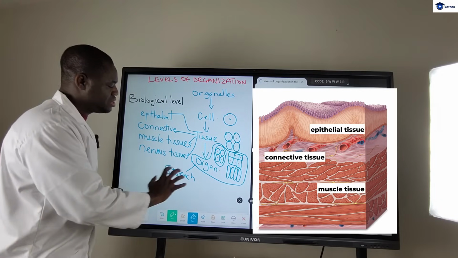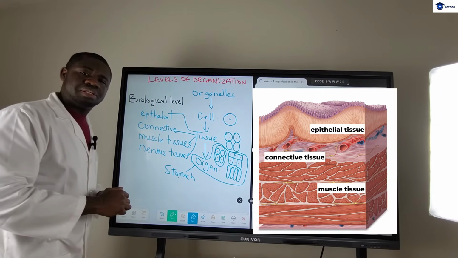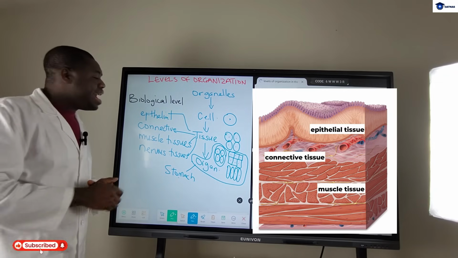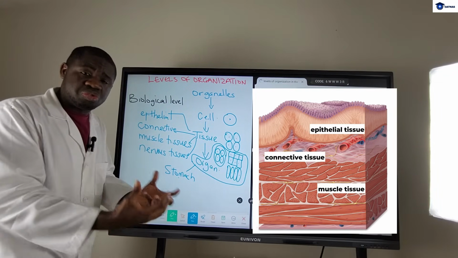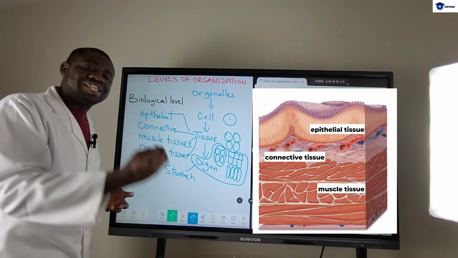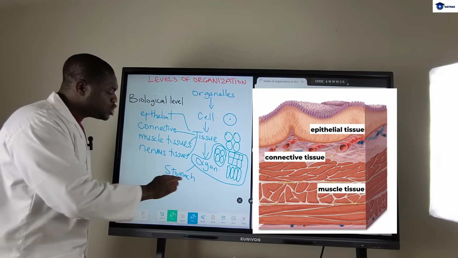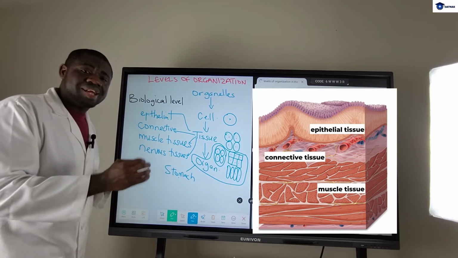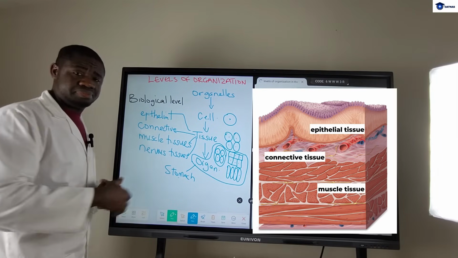For instance, the epithelial tissue in the stomach lines the inner part of the stomach, and it is involved in the production of mucus that protects the stomach from its acid. The epithelial tissues in the stomach also help to secrete juices that are important in the digestion of food.